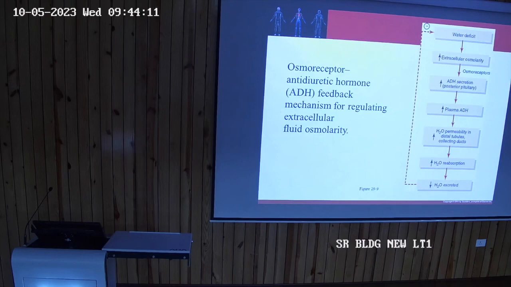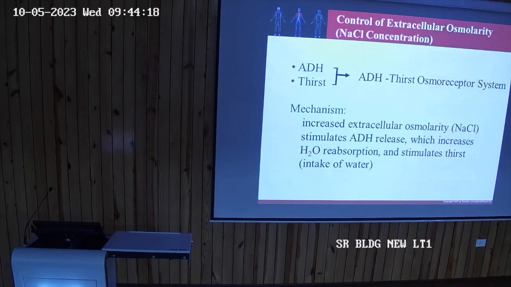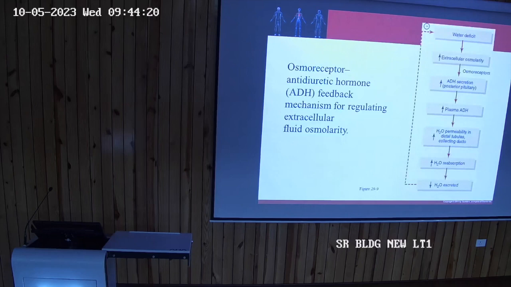Osmoreceptor antidiuretic feedback mechanism for regulating extracellular fluid osmolarity. So what we have talked about is this. Water deficiency: what are the conditions of dehydration? With water dehydration, what will happen? Extracellular osmolarity will definitely increase. Who will sense it? The osmoreceptors present at the hypothalamus end. What will it do? It will ask the posterior pituitary to secrete more ADH.